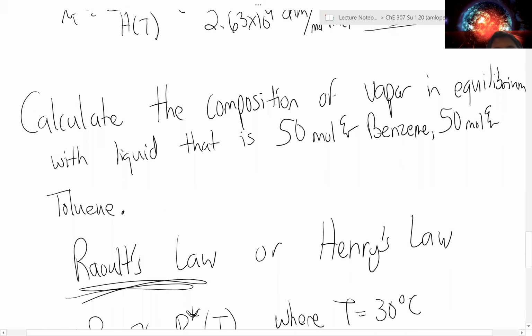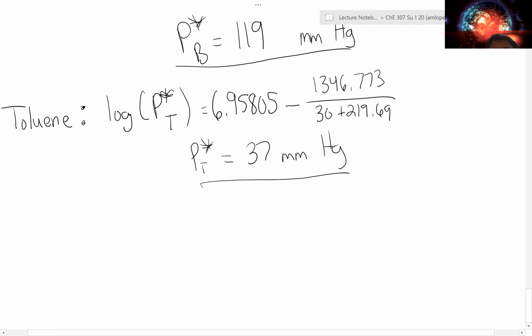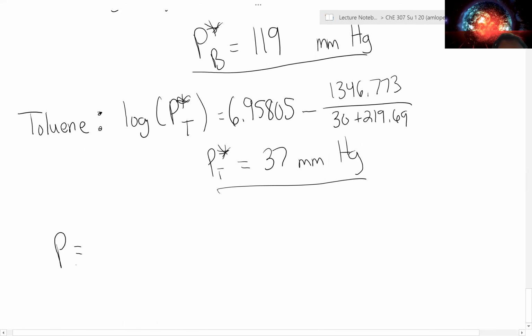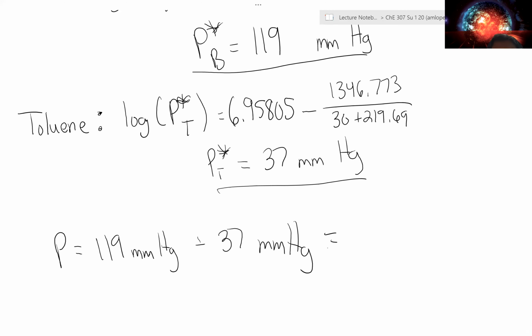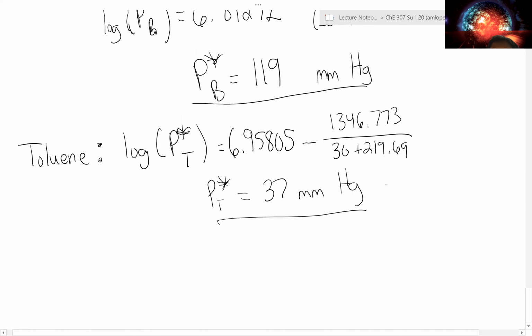So we're looking for the composition of vapor in equilibrium with this 50-50 liquid mixture of benzene and toluene. And so since they're in equilibrium, these vapor pressures should add up to the total pressure in the system. And so the total pressure is simply 119 millimeters of mercury plus 37 millimeters of mercury. And this is only because it's in equilibrium. And so what we should get from this is the total pressure being somewhere on the order of, let's see, no, I shouldn't say that. I have to back up. I jumped the gun a little too much. It would be the total pressure if they were 100% of these components, but they're only 50.